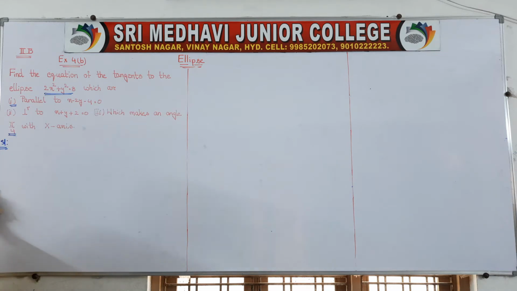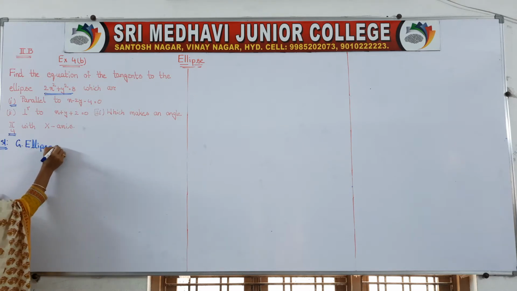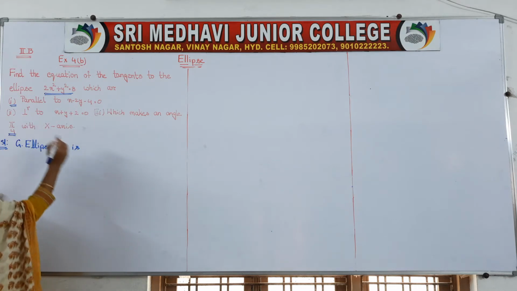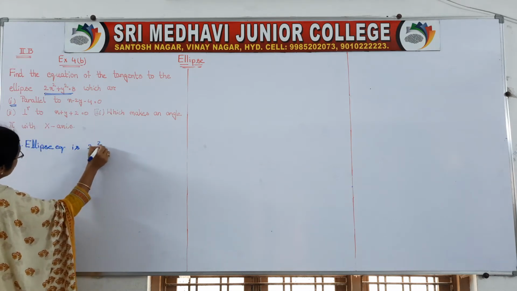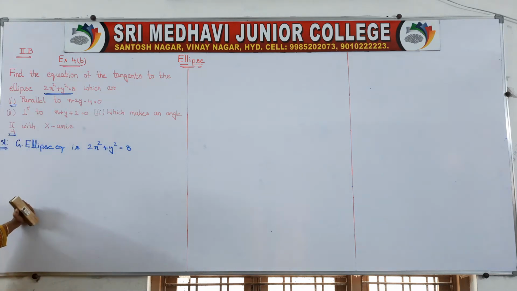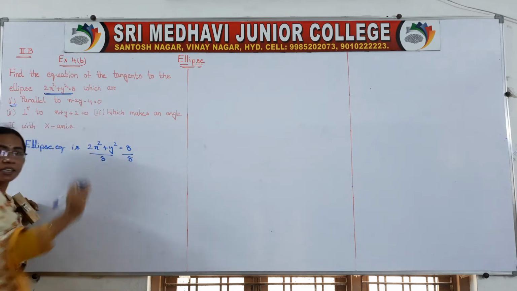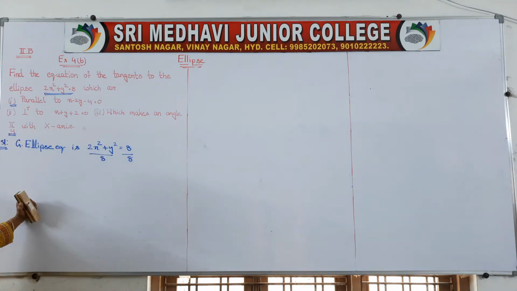So first, what is the given ellipse equation? It is 2x square plus y square is equal to 8. Okay, so try to get into standard form, right? What is our standard form? x square by a square plus y square by b square is equal to 1. So divide this equation on both sides by 8. Why? On the right side it should be 1 to get into our standard form.